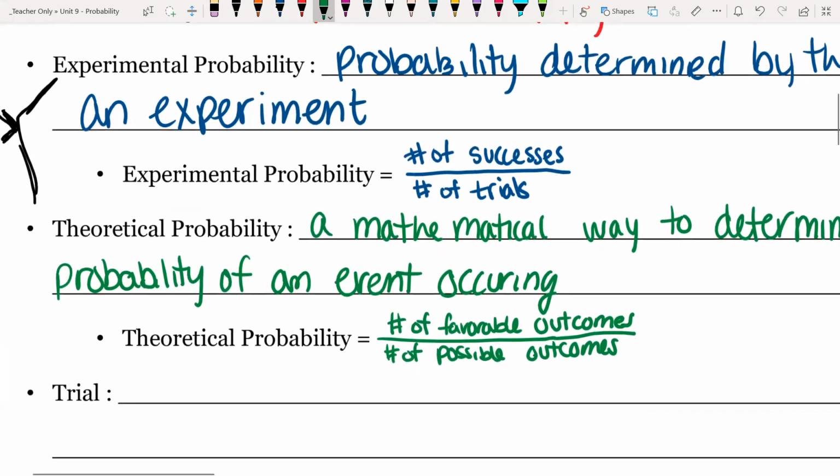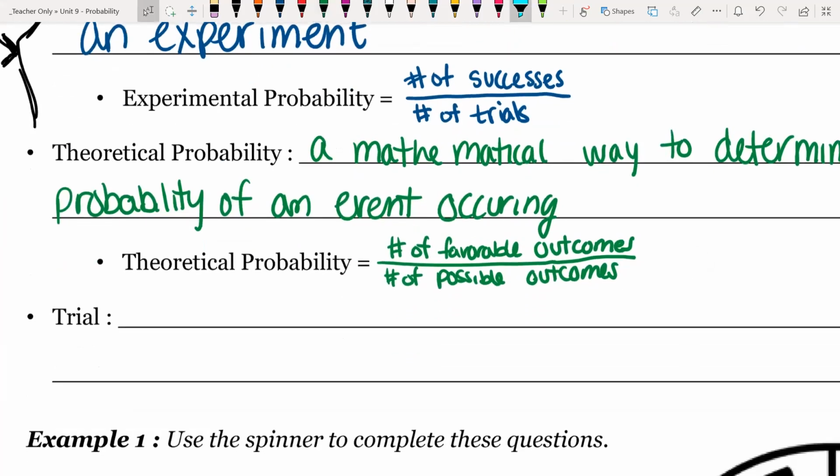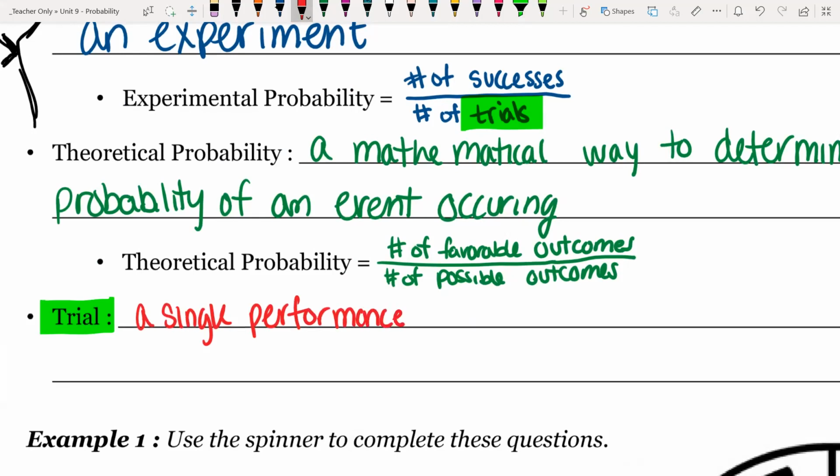Let's go back to experimental probability, and what a trial is. A trial is a single performance of a probability experiment.